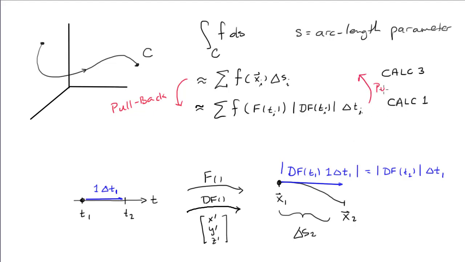And then I take the result and I push that forward. This is called the Jacobian. Driving to the limit, I'm integrating over the parameter domain. And there's my Calc 1 integral.